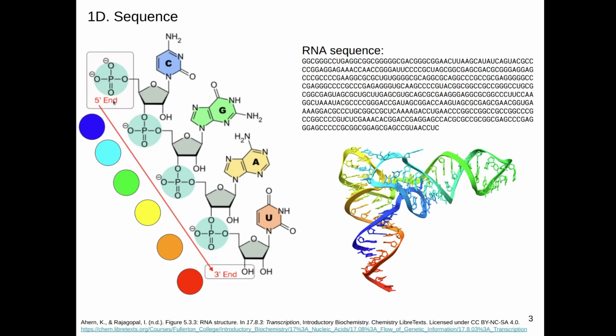We have the 5' end, which is the name of the beginning of the molecule, and the 3' end is the name of the end of the molecule. And this is how a 3D structure of transfer RNA, or a tRNA, looks like. This 3D structure is in rainbow coloring scheme, one of the popular coloring schemes for visualization of 3D structures.